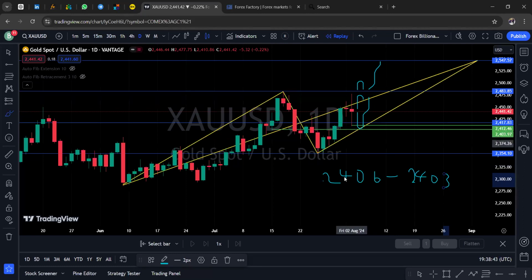So I have two scenarios here. Price coming back down to 2406, 2403 for my buy, or price continues going up, closes above my trend line, and I take a buy, or better still, close above this 2483, then I take a buy to 2500. Good, beautiful. So you guys are following. I really appreciate that. So that is what I see on gold. My first entry will be at 2406, 2403. That is a beautiful place for me to buy.